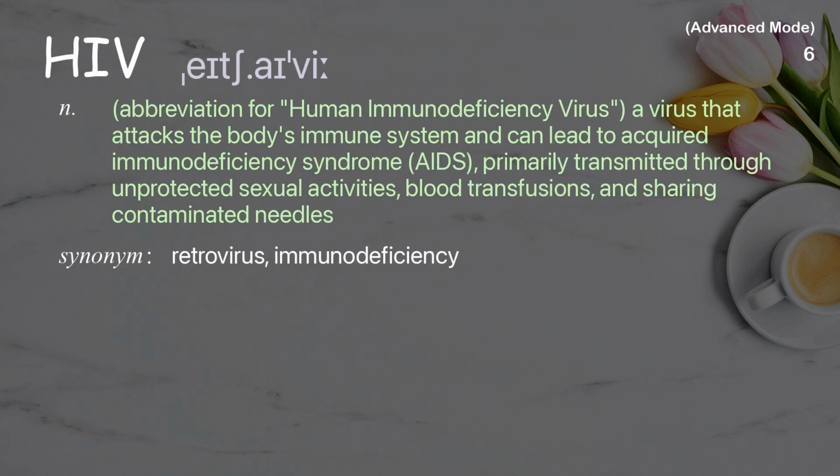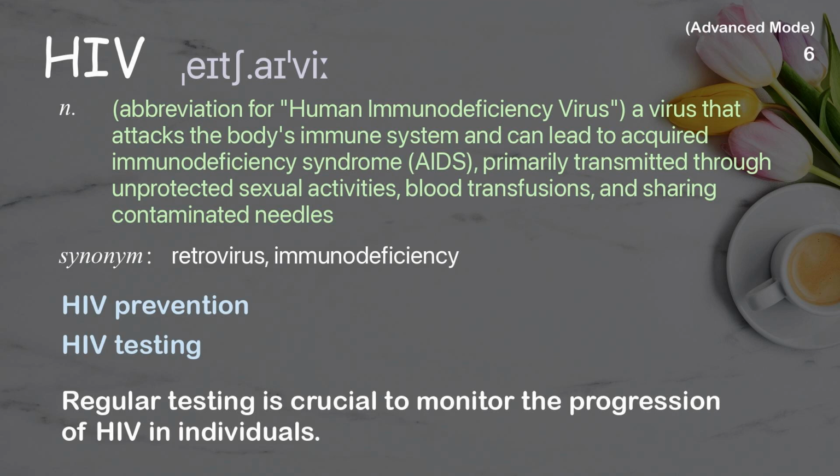HIV. Abbreviation for Human Immunodeficiency Virus, a virus that attacks the body's immune system and can lead to acquired immunodeficiency syndrome, AIDS, primarily transmitted through unprotected sexual activities, blood transfusions, and sharing contaminated needles. Examples: HIV prevention. HIV testing. Regular testing is crucial to monitor the progression of HIV in individuals.